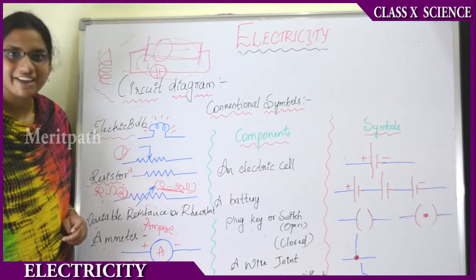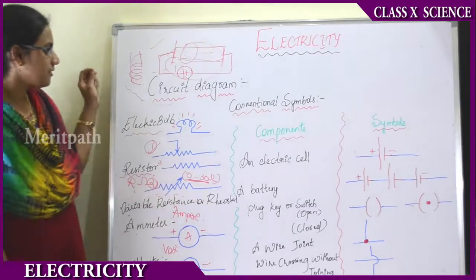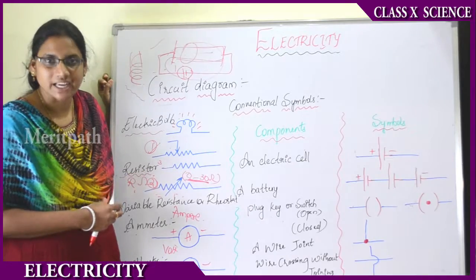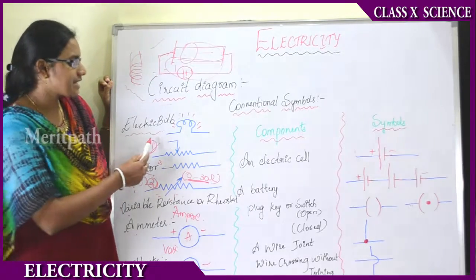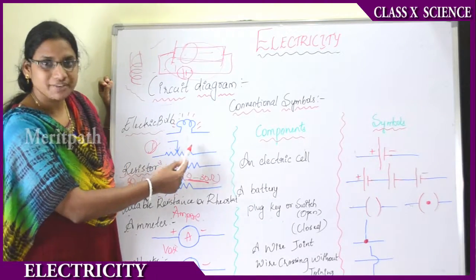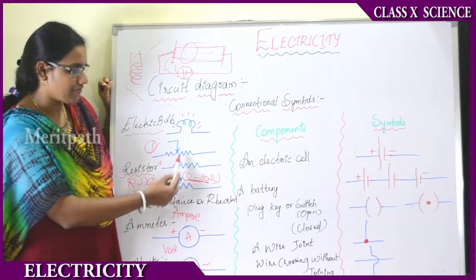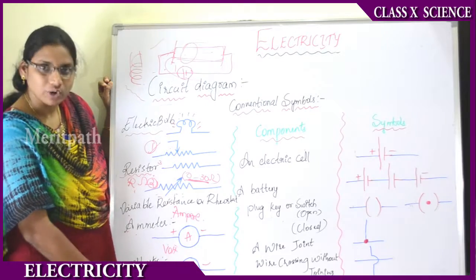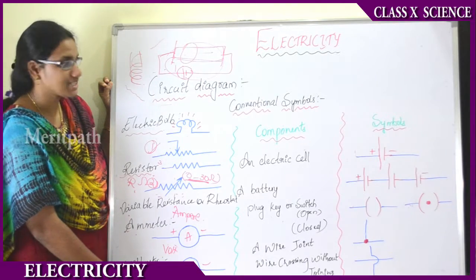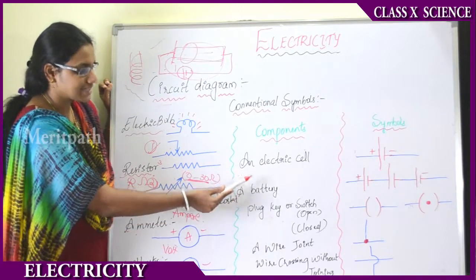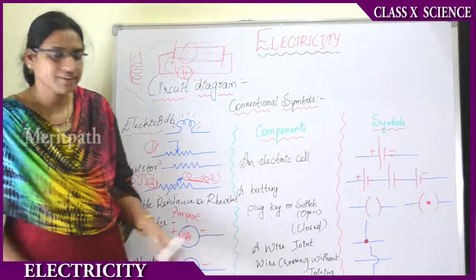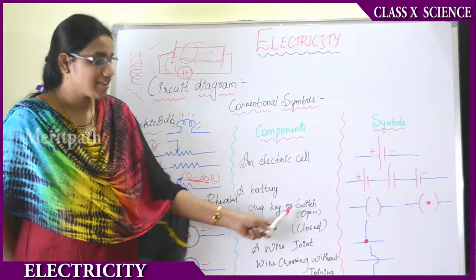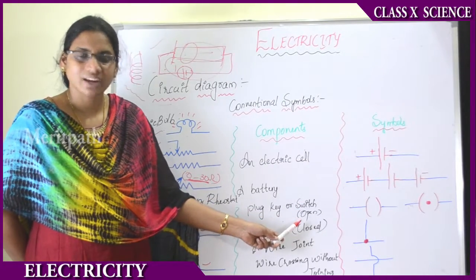I hope you are clear with everything. Once again, let us recall the symbols we have learned in the electrical circuit, that is electrical bulb as shown in the figure, and resistor, variable resistance, ammeter, voltmeter, this is the symbol for voltmeter, and electrical cell as shown in the figure, and battery, and a plug which acts as an open switch and closed switch.